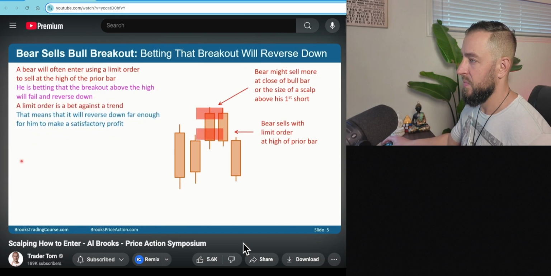Remember, a limit order is betting against a trend. The market is going up and you're selling, betting that it'll go down far enough for you to make some profit. For example, a bear scalper selling here might take profits here.